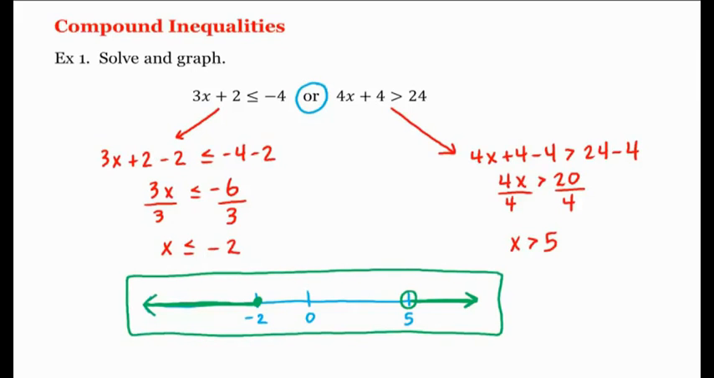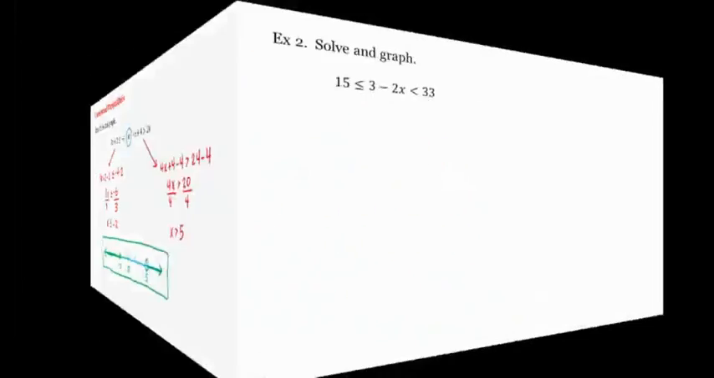All right, let's see another example. Now, although we don't see the word and or the word or here, this is still a compound inequality. In fact, it's a short way of writing the following. 15 is less than or equal to 3 minus 2x, and 3 minus 2x is less than 33.